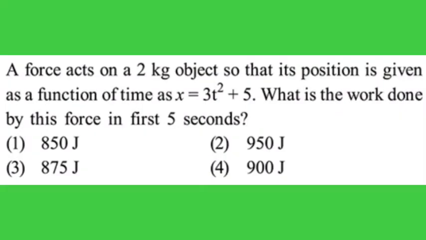Let us take the second question. A force acts on a 2 kg object so that its position is given as a function of time as x equal to 3t square plus 5. What is the work done by this force in first 5 seconds? The options are: first one 850 joule, second one 950 joule, third one 875 joule, and fourth one 900 joule.